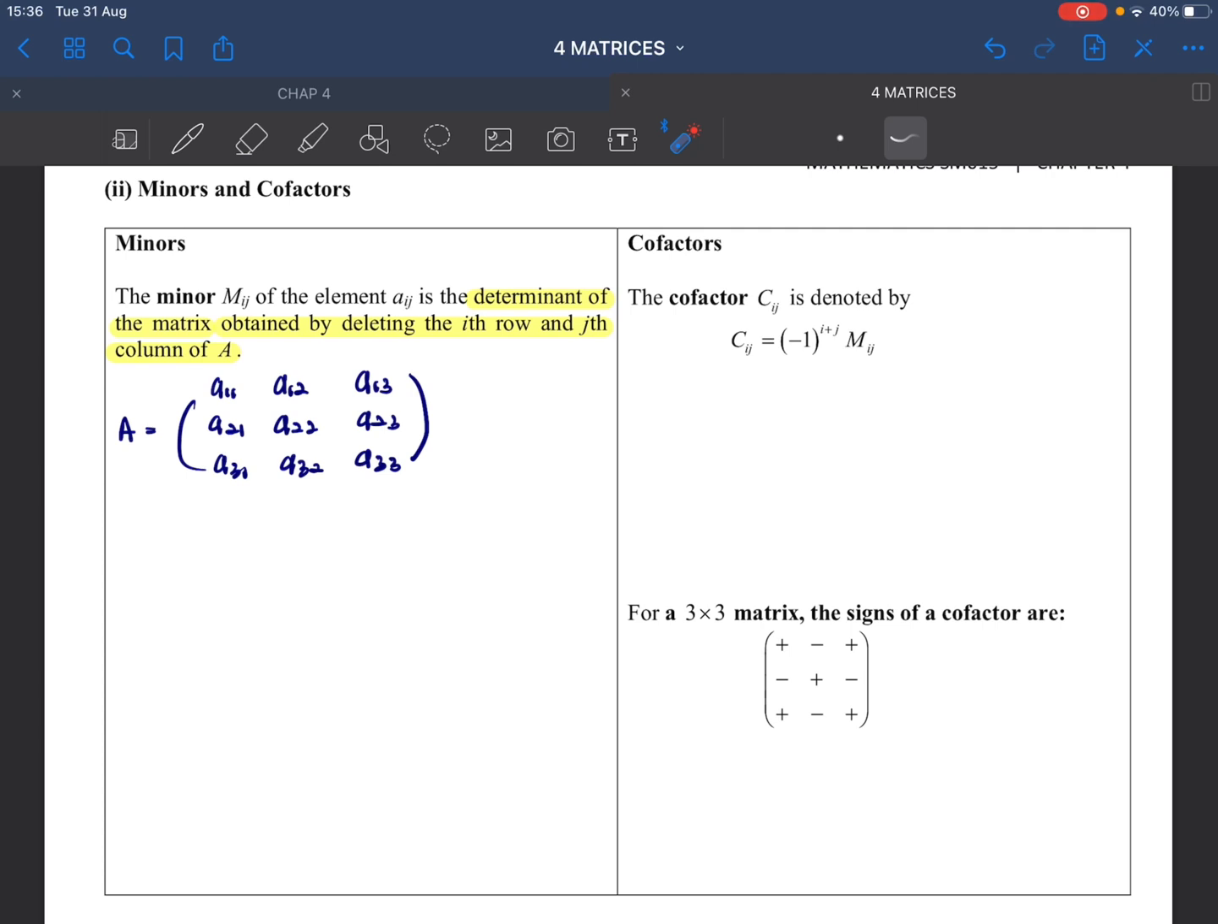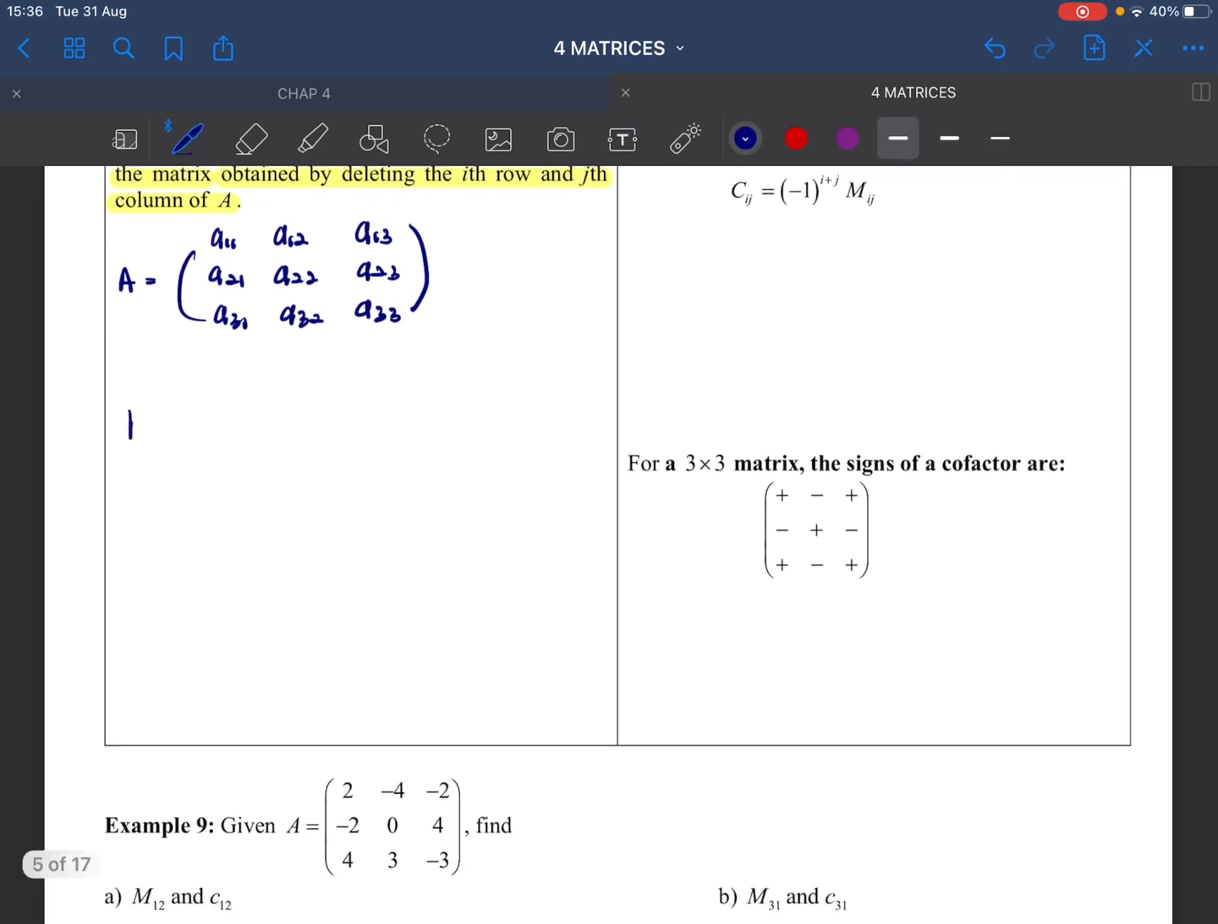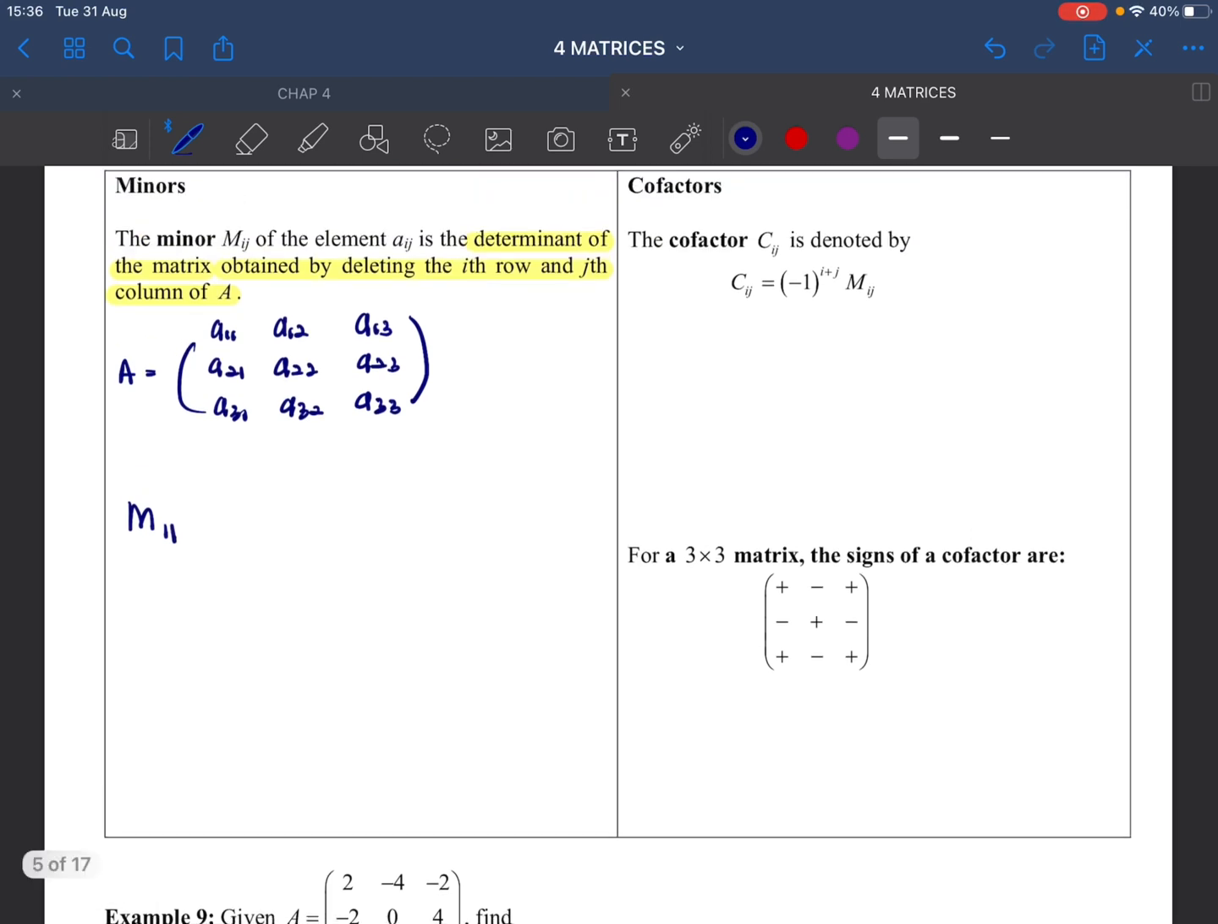Okay, so what does it mean by determinant of the matrix obtained by deleting the ith row and jth column? Let's say if I want to find minor of 1,1. Okay, if I want to find minor of 1,1, so the definition said the determinant of the matrix. So we know that minor ialah determinant. Okay, determinant of something. Something tu apa? By deleting the ith row and jth column.